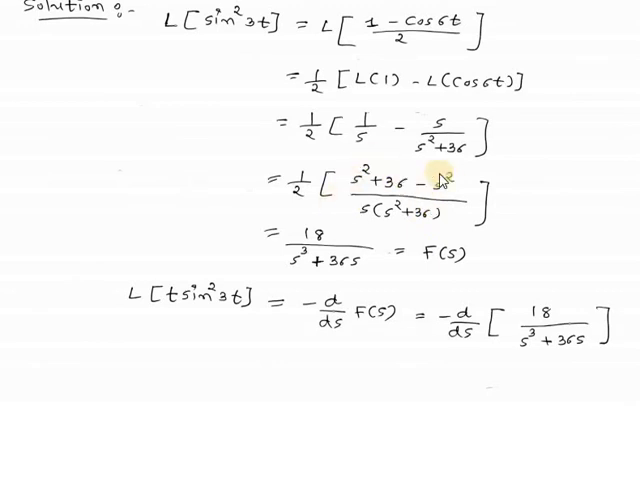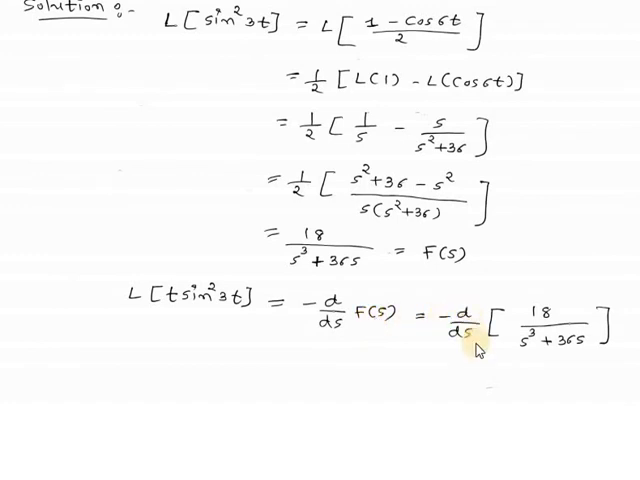So here s square cancels out, and 36 divided by 2 will be 18. So 18 divided by s cube plus 36 into s. This is our f of s. Now we have to find out Laplace of t into sine square 3t. Therefore this can be written as minus d by ds of f of s.